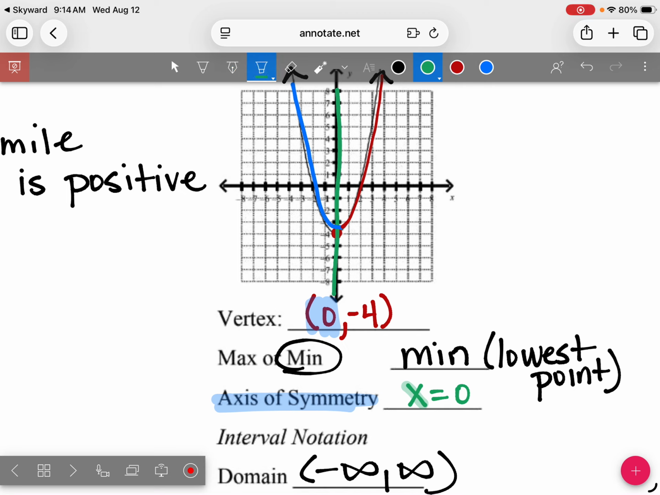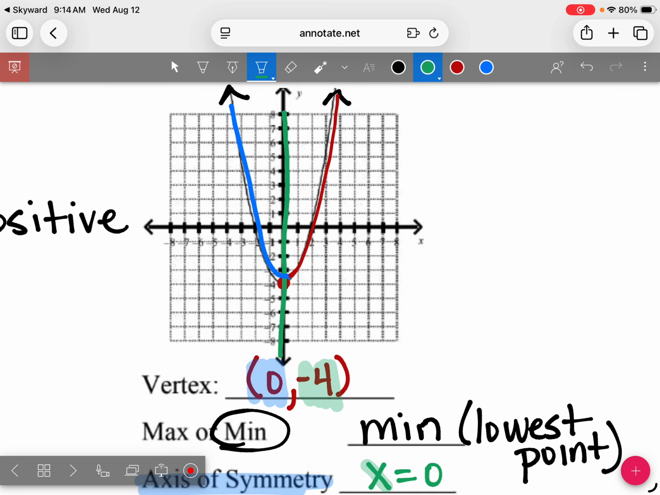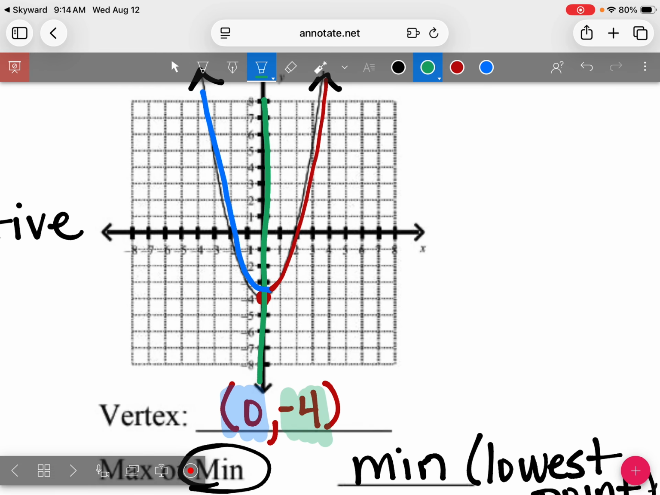The -4, that tells me my range. So looking at the y-axis, the lowest that this graph goes is right here. That's the lowest point. But notice that the graph is going up, up, up, and it never stops going up. So my range will be -4 to infinity.